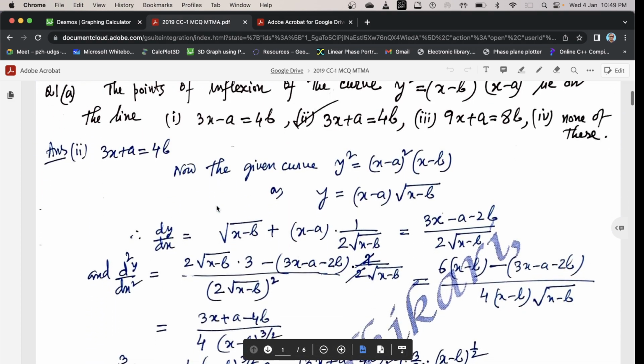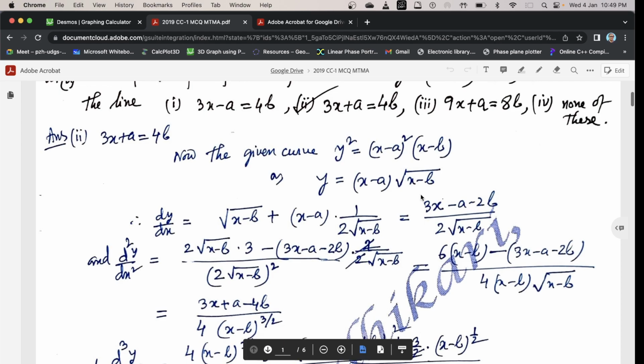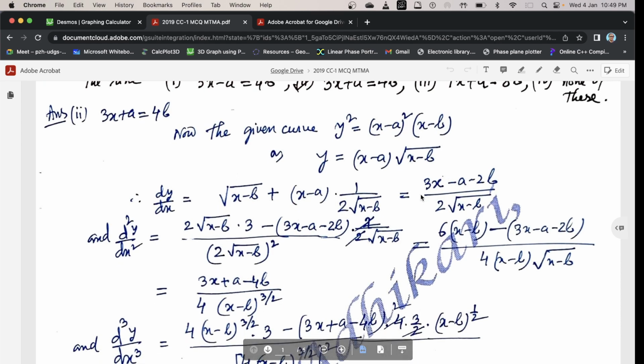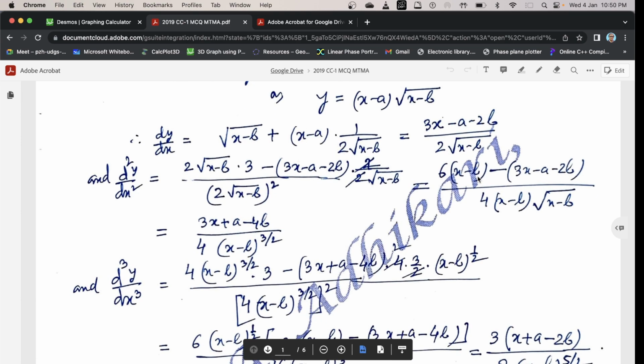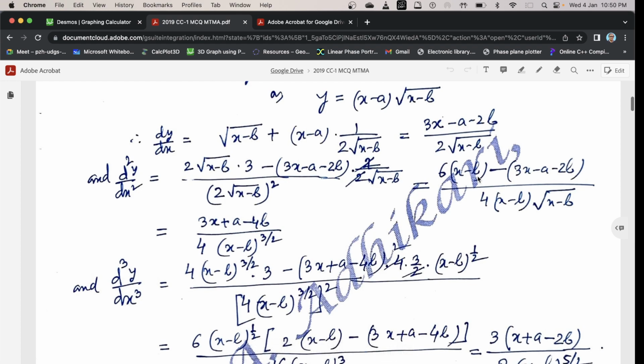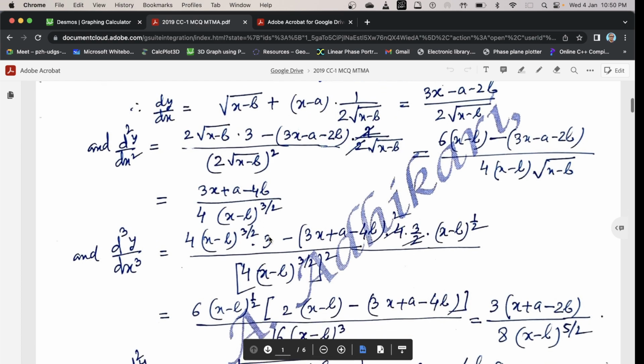Because from the given curve, we can write y equal to (x minus a) into root over of (x minus b). And differentiating with respect to x, we get dy/dx equal to (3x minus a minus 2b) whole divided by 2 into root over of (x minus b). And again differentiating with respect to x, we get d2y/dx square equal to (3x plus a minus 4b) whole divided by 4 into (x minus b) whole to the power 3 by 2.